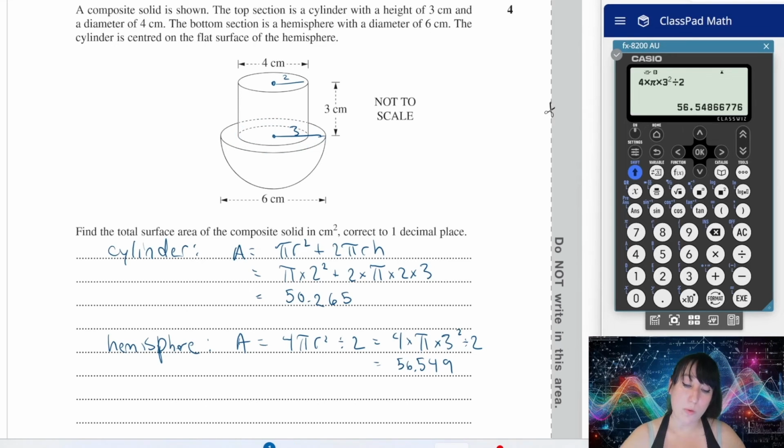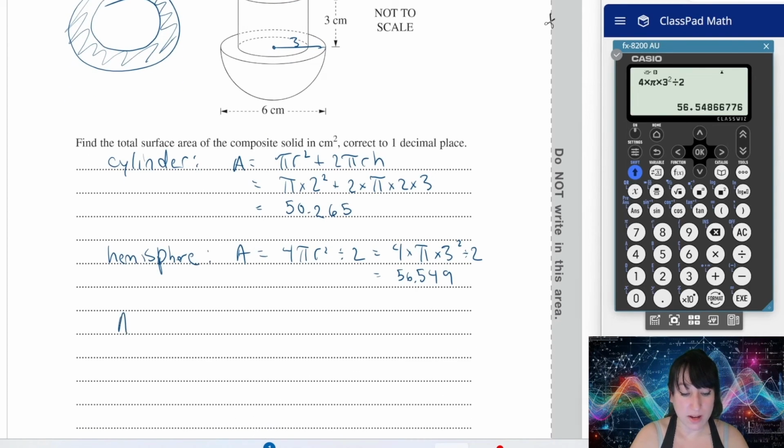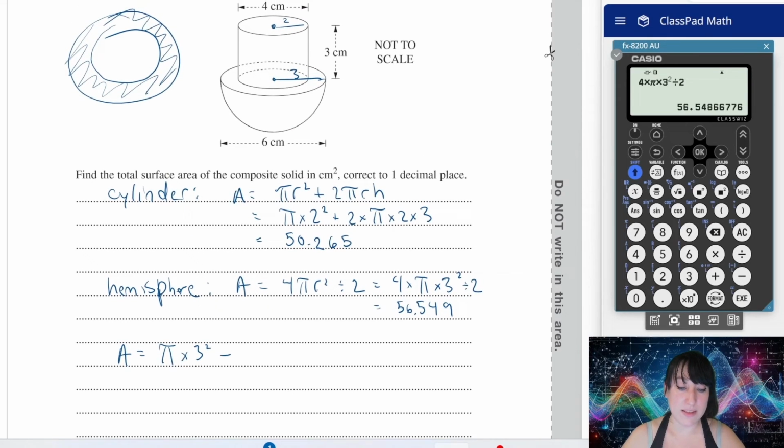Okay, there's one more surface that we have not included yet, and that is this ring around the top of the hemisphere. It's called an annulus. Essentially, if we looked at the top down, it would look like that, and essentially all it is it's a circle minus a circle. And so we're just going to use the area of a circle, pi r squared. So that outer circle, part of the hemisphere, radius 3. Inner circle is because of the cylinder, radius 2.